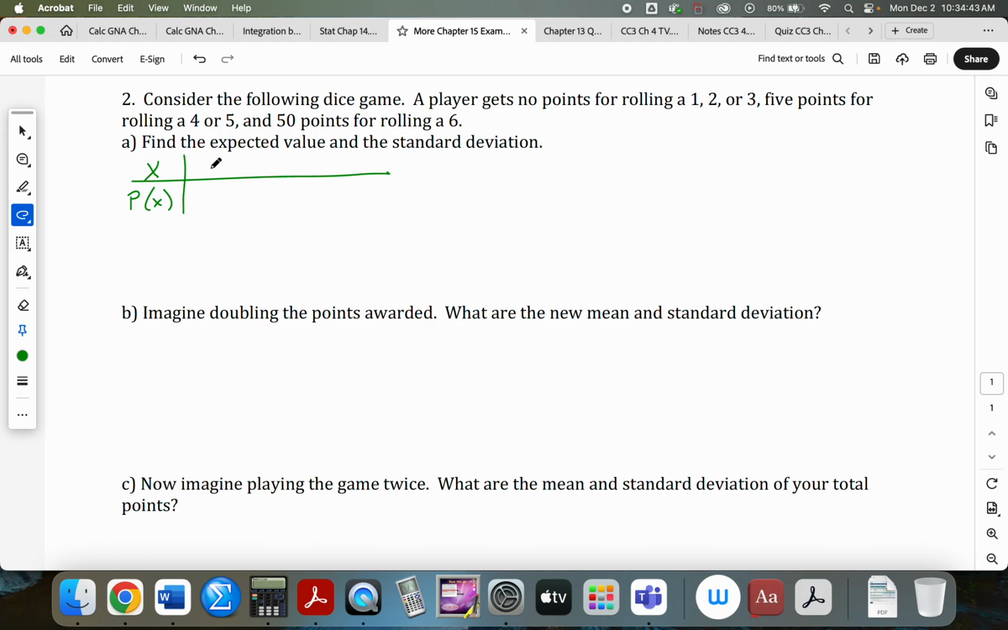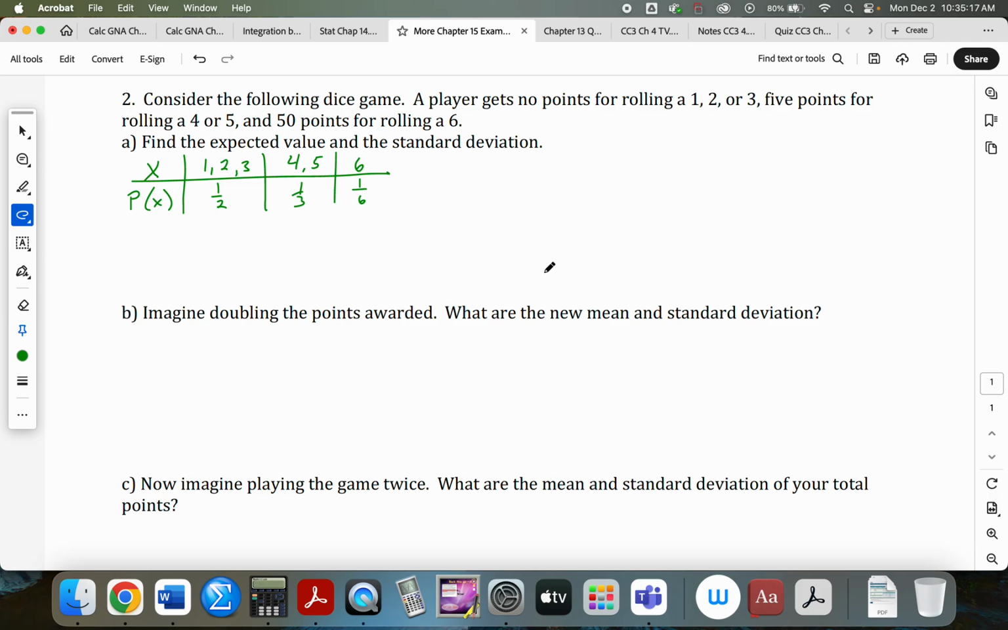So I'm going to lump 1, 2, or 3 all together. Is that the big X or the small X? Take your pick. It's the small x. Oh, okay. So what's the probability of getting a 1, 2, or a 3? 1/2. Yeah. And a 4 or a 5? 1/3. And the probability of rolling a 6?